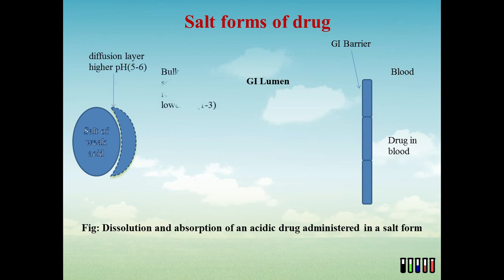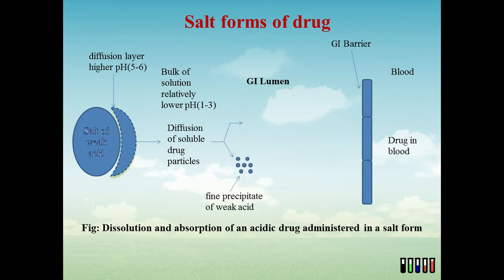Then the diffusion layer, this second one, is the diffusion layer with the highest pH, suppose 5 to 6. Then the bulk solution, the empty part, is relatively lower in pH, at 1 to 3. Now the drug will diffuse from this diffusion layer to the bulk solution. Then after diffusing into this solution, what will happen is a fine precipitate of the weak acid forms.